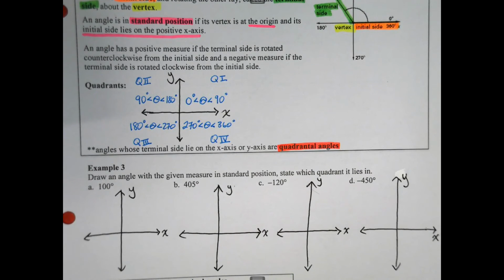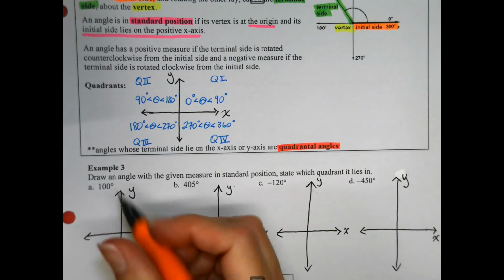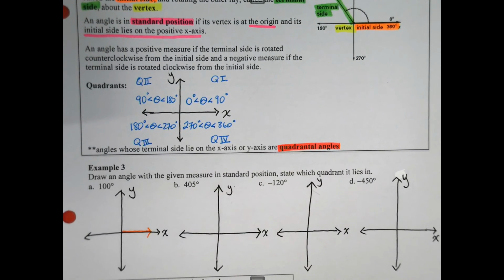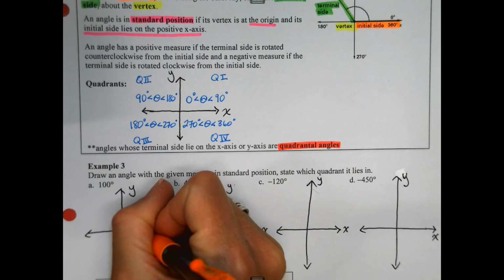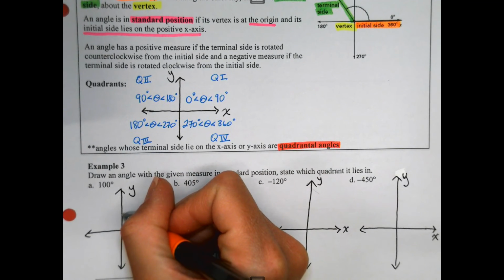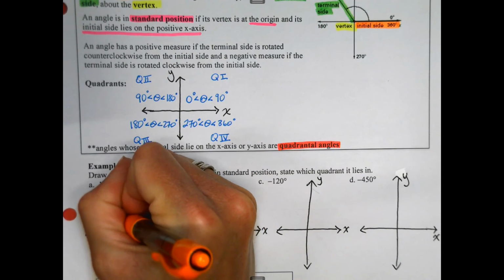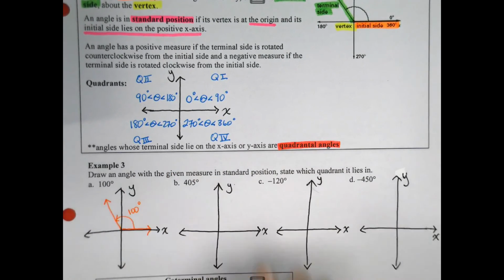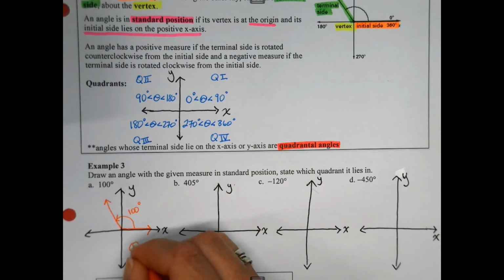Example number 3 here wants us to draw an angle with a given measure in standard position and state which quadrant it lies in. The first one, it says to draw an angle that's 100 degrees. Our angles are always going to start on the positive x-axis. So we draw our initial side here on the positive x-axis, and then we're going to rotate in a counterclockwise direction. And if we were to go to the positive y-axis, that's 90 degrees. We want 100 degrees, so it's slightly past 90 degrees. And there would be our 100-degree angle. And the terminal side here lies in quadrant number 2.